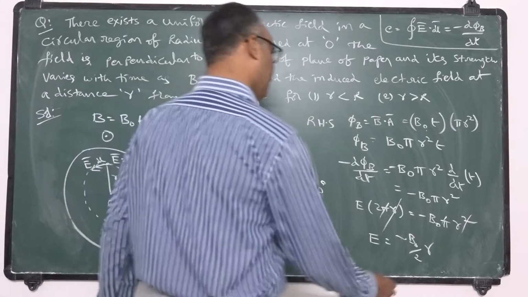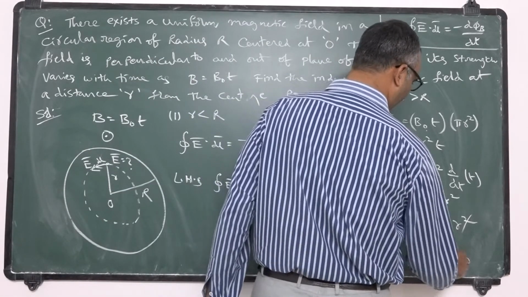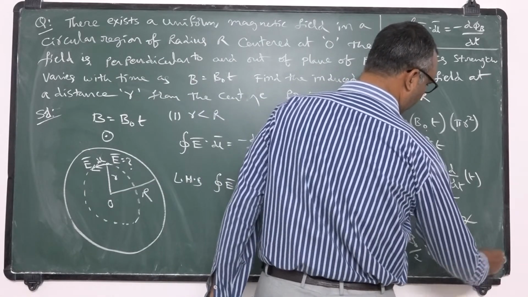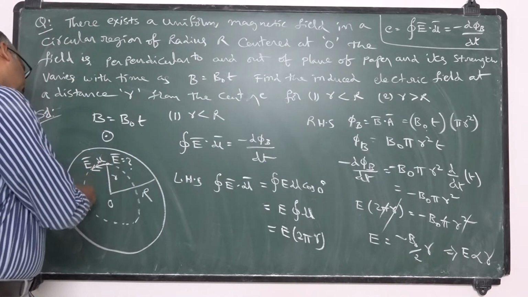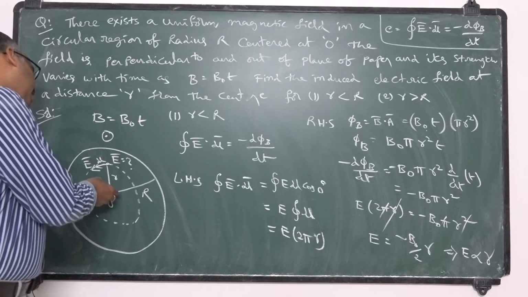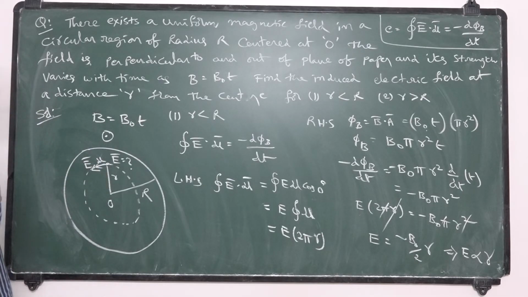Clearly B naught is constant, 2 is constant. The induced electric field is proportional to the radius of the loop area we considered, or the distance of the point. This is for the first case. We can solve the second case along similar lines.